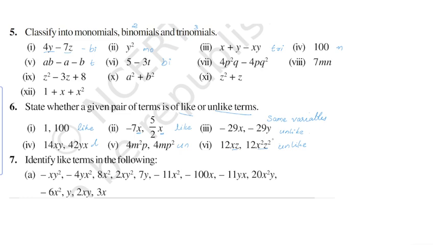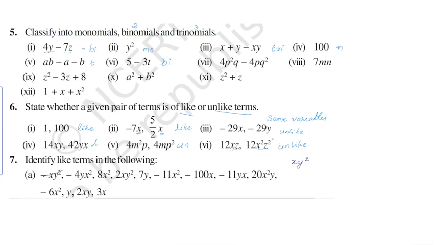Now consider the seventh question. Identify the like terms in the following given terms. So here we have been given different terms and we have to identify the like terms. So how will we do that? What is the first term? x y square, right? So we are having x y square.